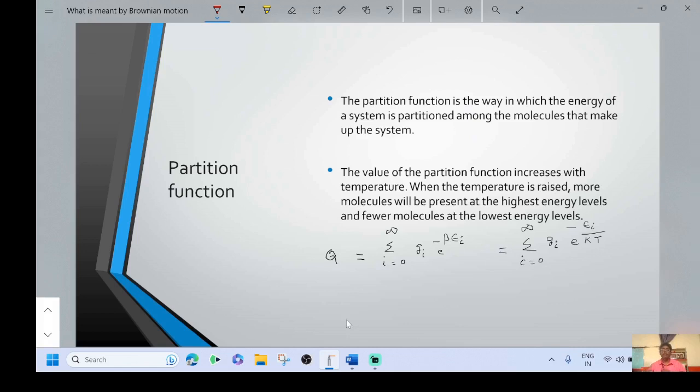Partition function. The partition function is the way in which the energy of a system is partitioned among the molecules that make up the system. The value of the partition function increases with the temperature. When the temperature is raised, more molecules will be present at the highest energy levels and fewer molecules at the lowest energy levels. The partition function Q equal to summation over i equal to 0 to infinity Gi e power minus beta into Ei. We know that beta equal to 1 by kT. Therefore, summation over i equal to 0 to infinity Gi e power minus Ei by kT.